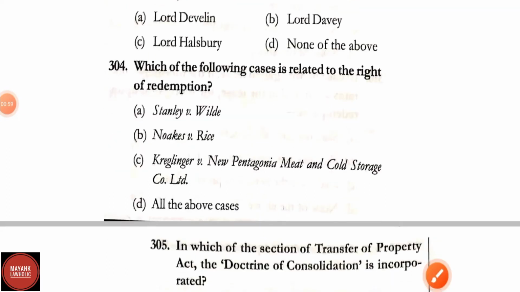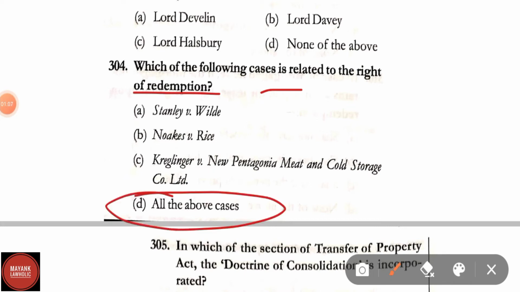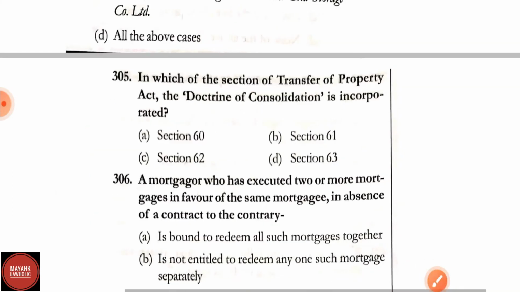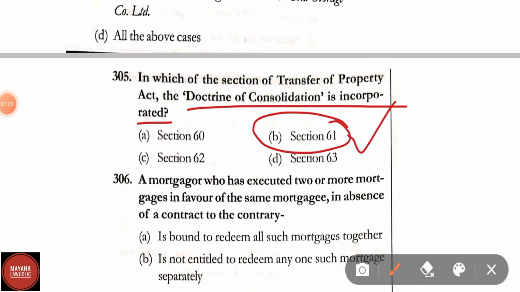Question number 304. Which of the following case is related to right of redemption? Correct answer is option D, all of the above cases, that is Stanley versus Wild, Noakes versus Rice, Curlinger versus New Pentagonia Meat and Cold Storage Company Limited. All the cases are related to right of redemption. Question number 305. In which section of TPA doctrine of consolidation is incorporated? Doctrine of consolidation is incorporated in section 61 of TPA.